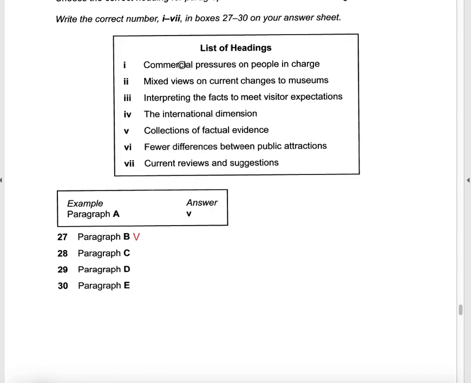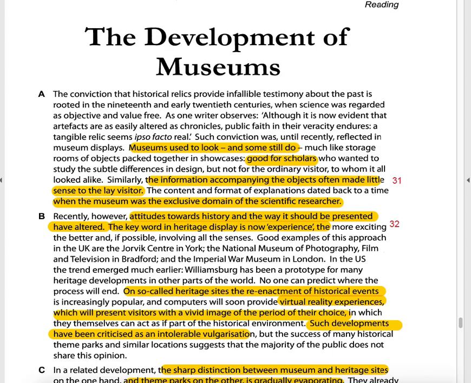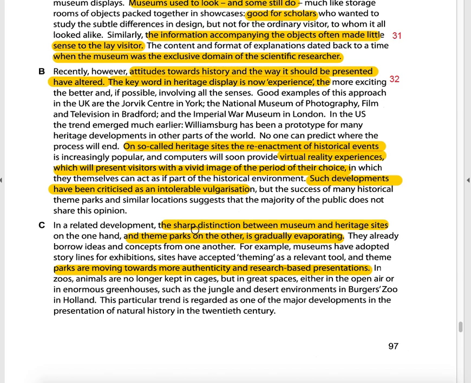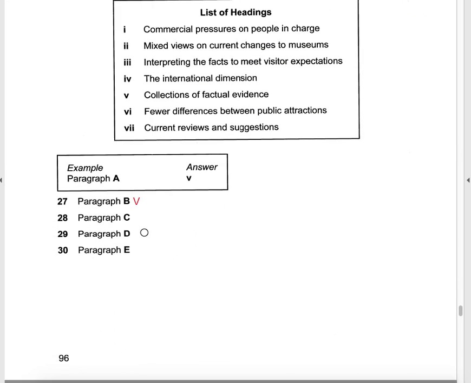So commercial pressures, no. Mixed views, no. Interpreting the facts, no. Directional, no. No. Fewer different. Well, definitely 6 here. It says fewer differences between public attractions. And that was the key here. It says public attractions such as museum, heritage sites, and theme parks, the differences are changing or going away, disappearing. So I'm sure about that one.